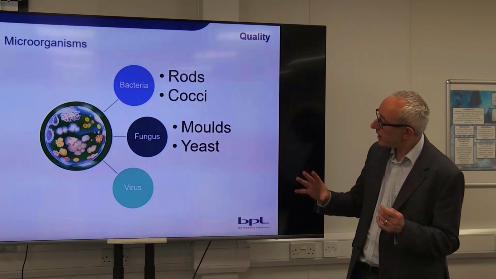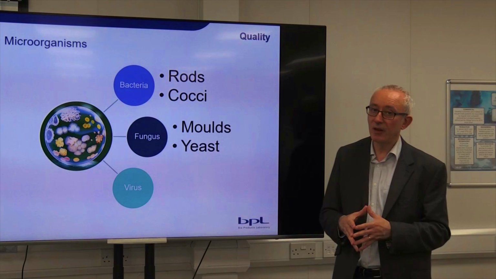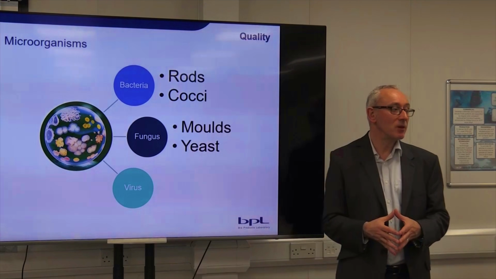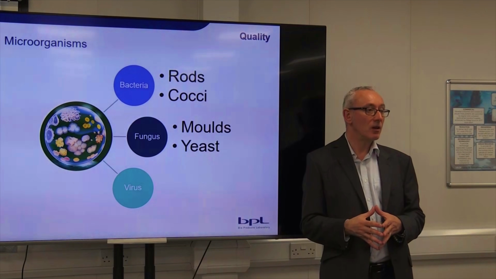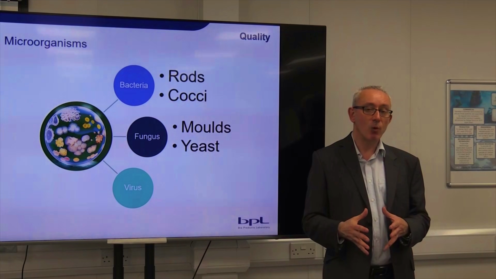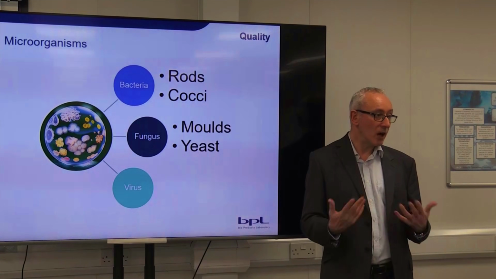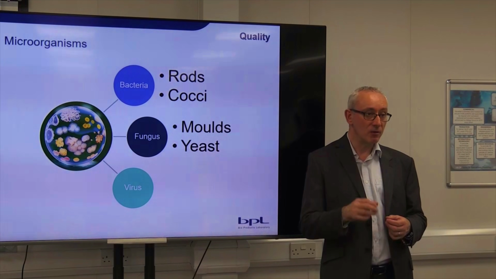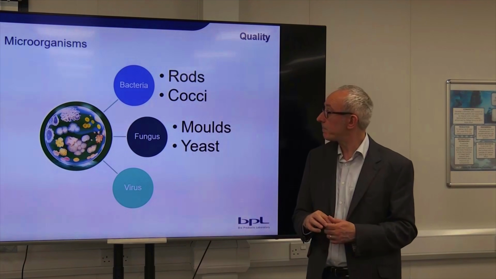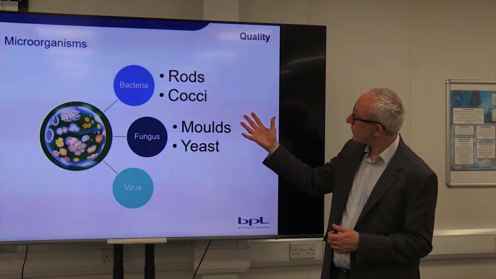Okay, so to give an idea of microorganisms: they're called microorganisms because they're not visible to the human eye, and they require a microscope with at least a times 100 objective in order to actually begin to discern them. And there are different shapes.